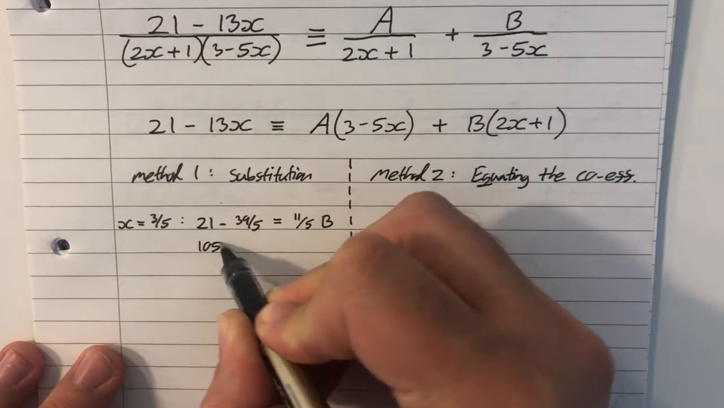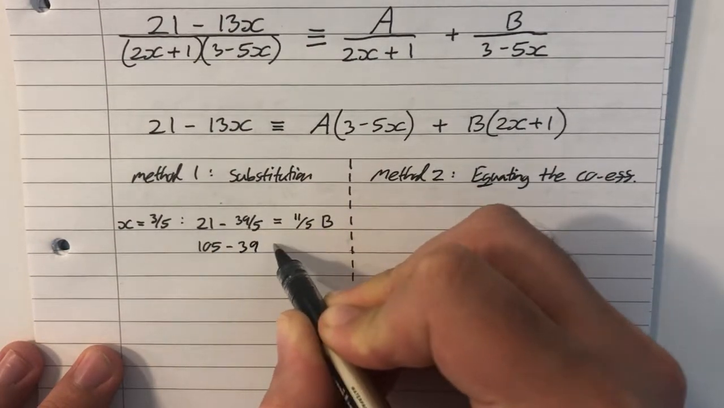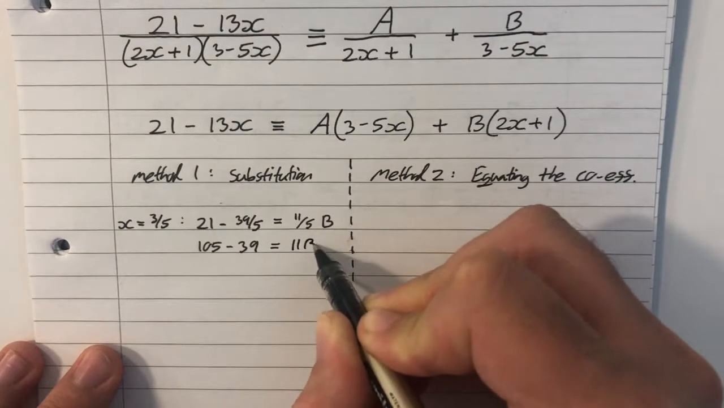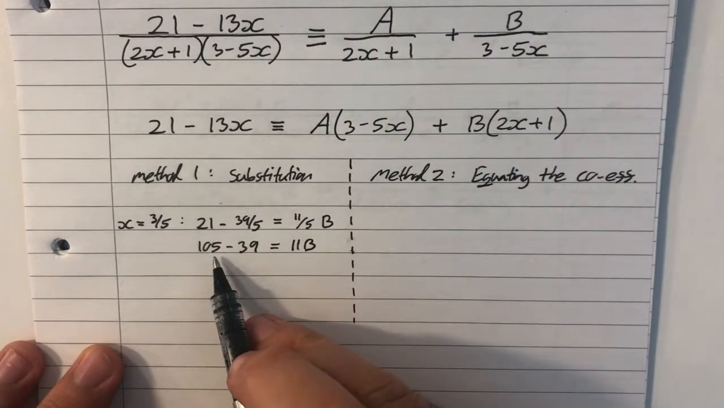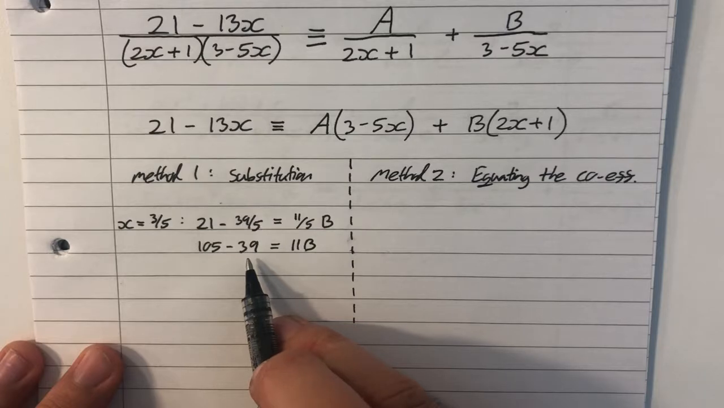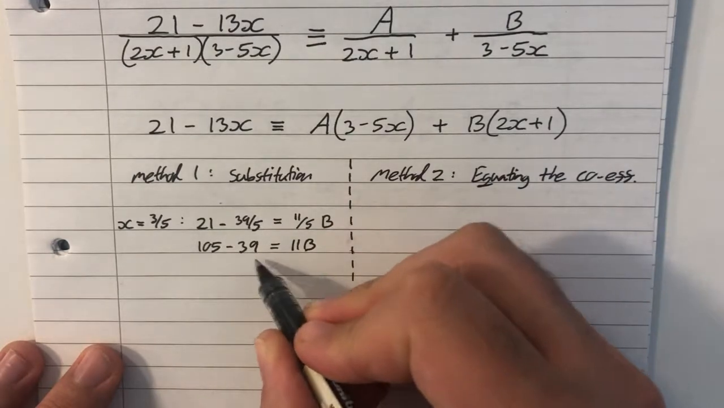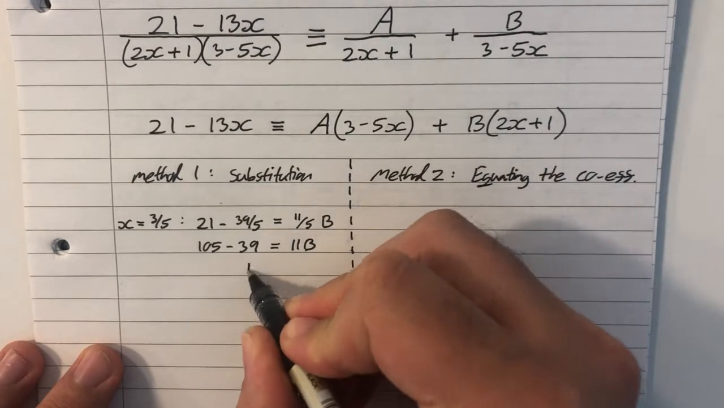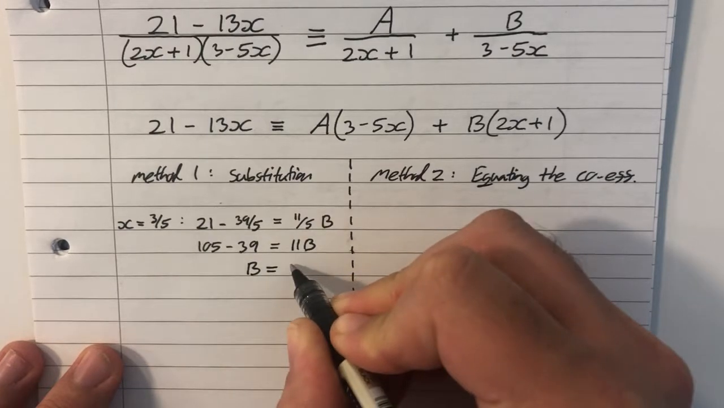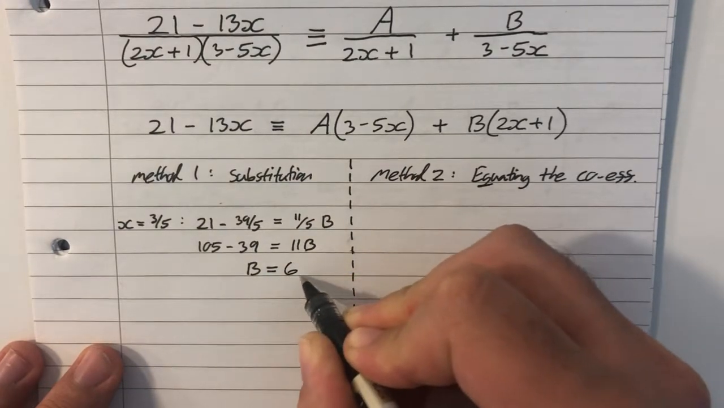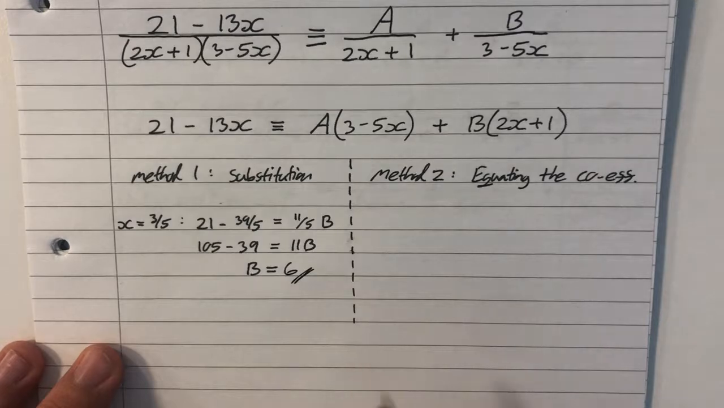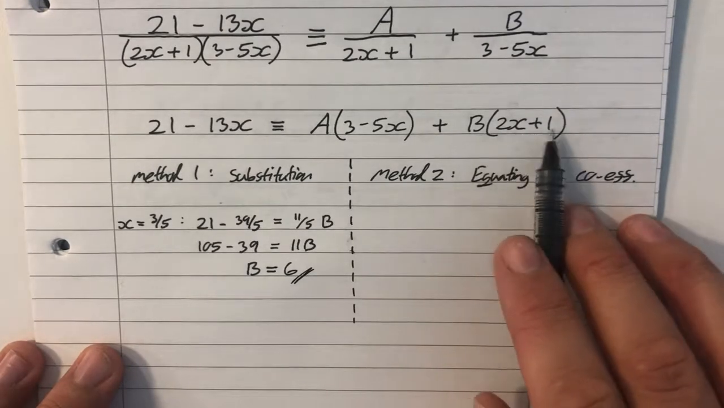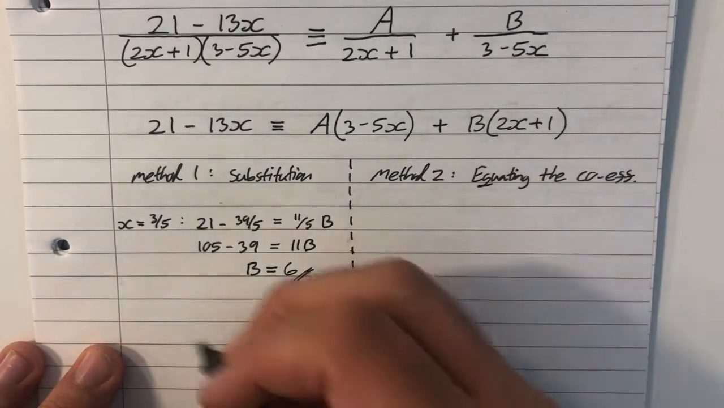So 105 minus 39 equals 11b. 105 minus 39 is 66. 66 divided by 11 is 6. So I get that b is 6. I could do something similar, but to make this bracket 0, I'd need to choose that x is minus a half.